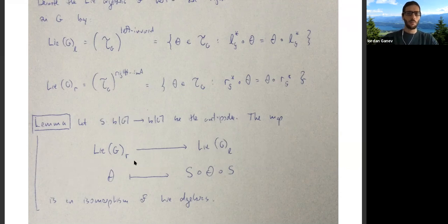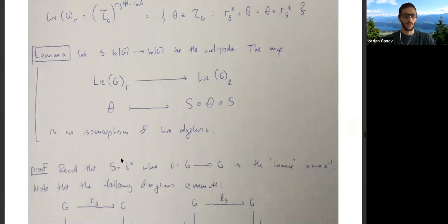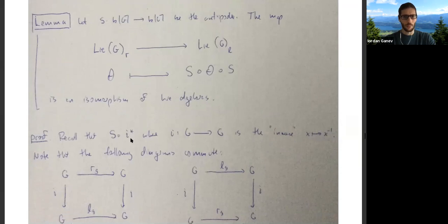So the claim is that if we have a right invariant vector field, and we conjugate it by S, so S squared is equal to 1, if we precompose and postcompose by S, then that will be left invariant. And not only would that be left invariant, but this will give us an isomorphism between these two Lie algebras of left and right invariant vector fields. So how does it work? Well, as I said, S is the pullback under the inverse map.